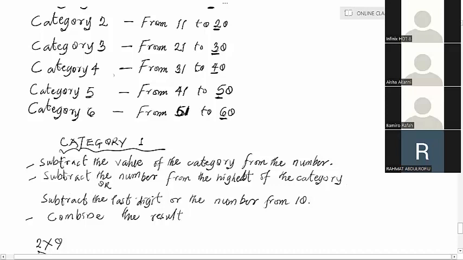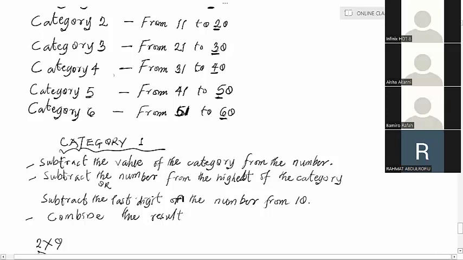Or you subtract the last digits from 10. The last digits of the number from 10. If you have 2 digits now, so the last digit is subtracted from 10. You can either subtract the number from the highest of the category, or subtract the last digit from 10. Now we combine it together.